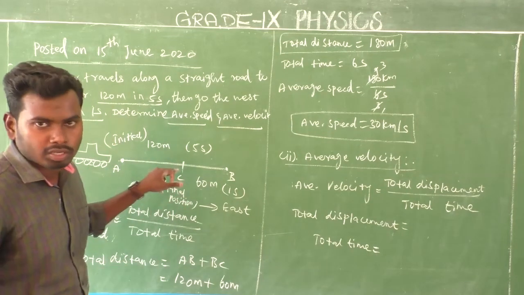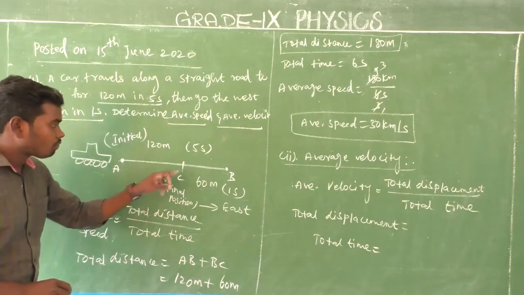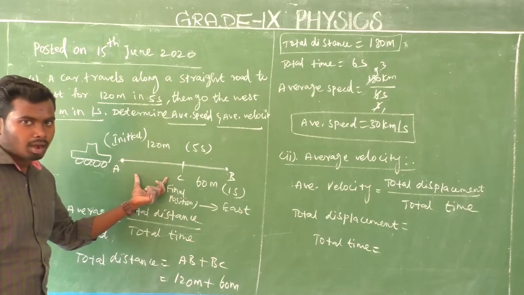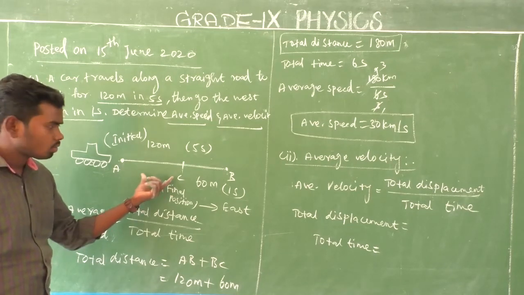C is the final position. Is it clear? C is the final position. So final position minus initial position, that is displacement. Am I right? So do you know this value? No, we don't know this value.